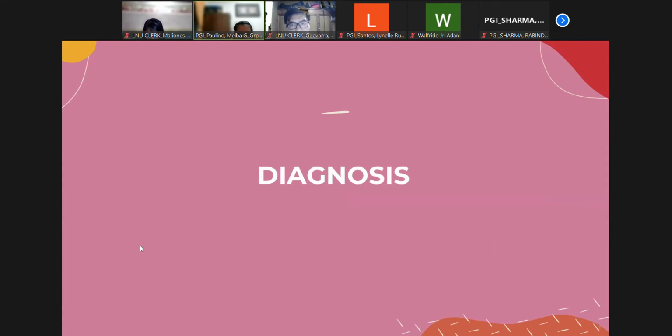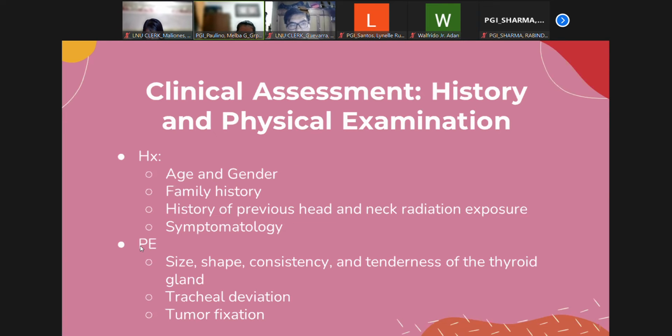Next slide, please. We go now to the diagnosis. The following diagnostic tests are usually a tool in ruling out malignant nodules of the thyroid. First, we should do the clinical assessment, history, and physical examination. We should consider the age and the gender. Nodular disease is more common in older patients, and also more common in women age 50 years or older. We should see if there is a family history of any thyroid carcinoma, and if there is a history of previous head and neck radiation exposure, because this will significantly increase the risk of malignancy in patients with a thyroid nodule.